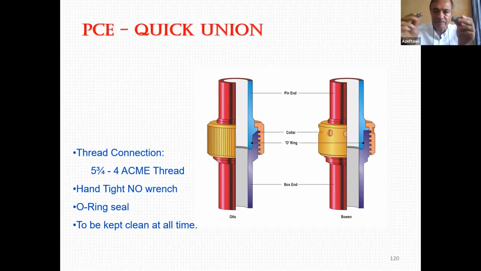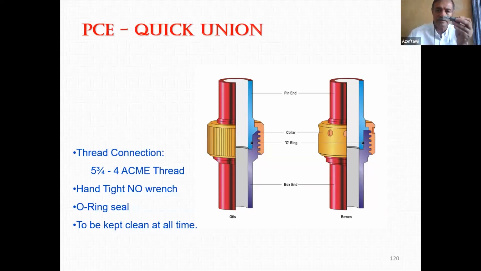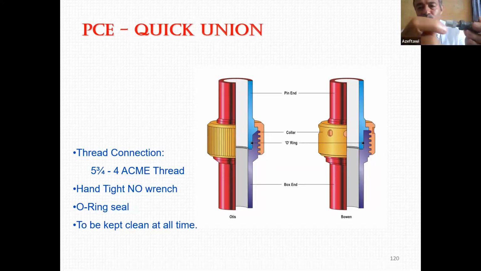When you connect it, male and female, use your hand, but then you have to use a spanner to tighten it, because what makes the seal is the thread itself. But this is not the case with the Acme. What makes the seal is the O-ring, and that's why we have to take care of this O-ring. And we say it is one-time use.